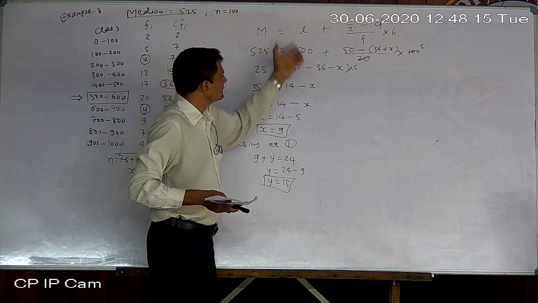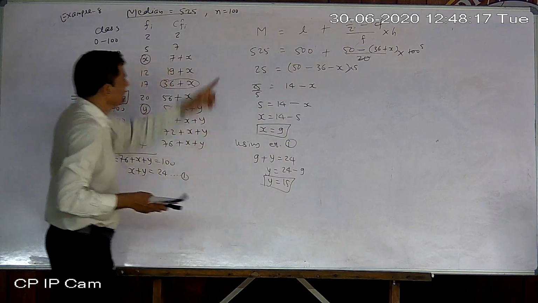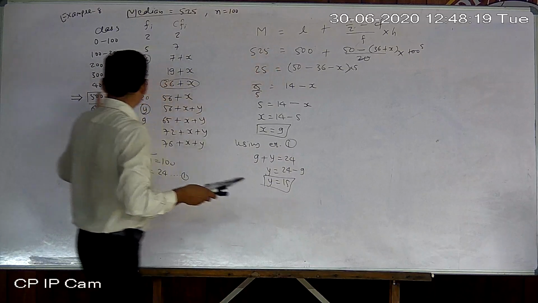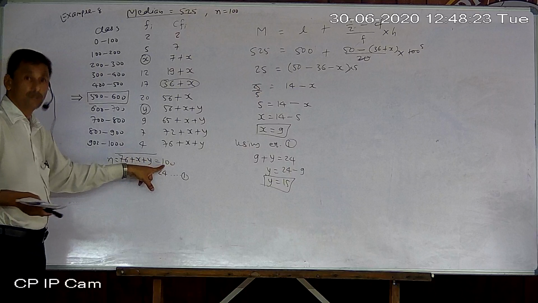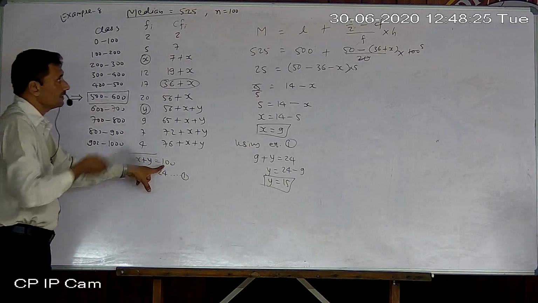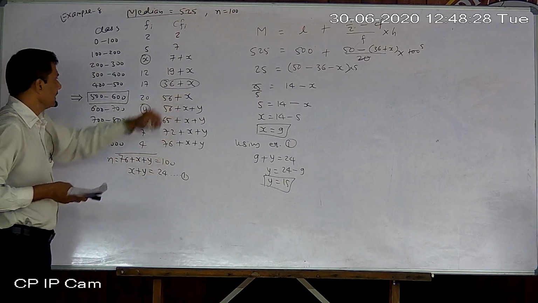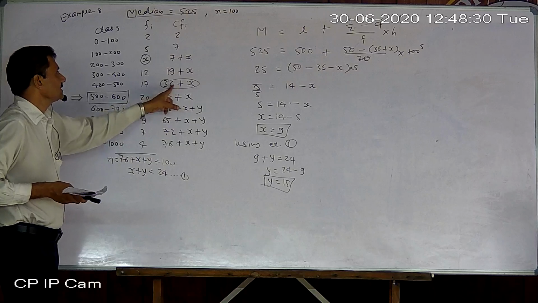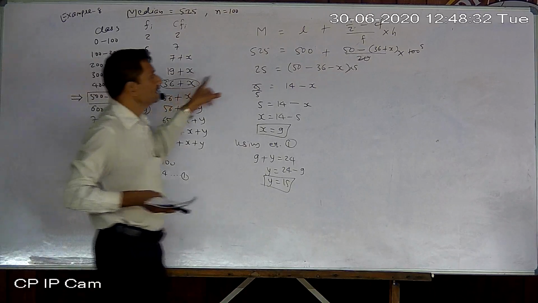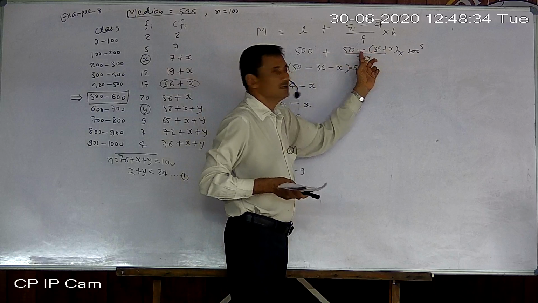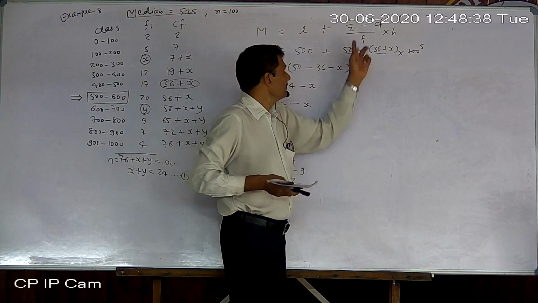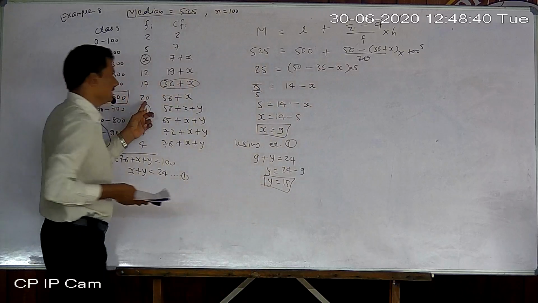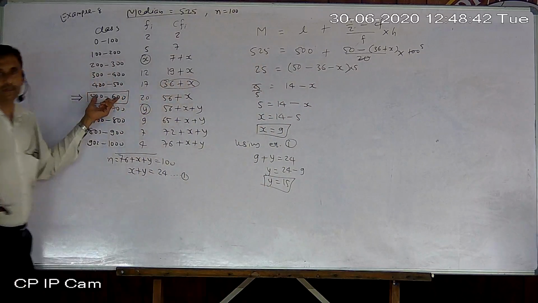Now I just place all values. Median given, lower boundary of median class 500, n by 2 is 50, why? Because n equals 100. So I had not shown where 50 came from. Then CF is 30 plus 36 plus x, but it should be in a bracket. Why? In front of that a minus sign is there. Frequency of median class 20, class size is 100 here.